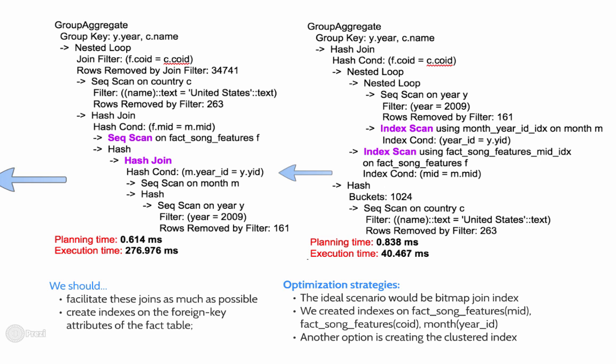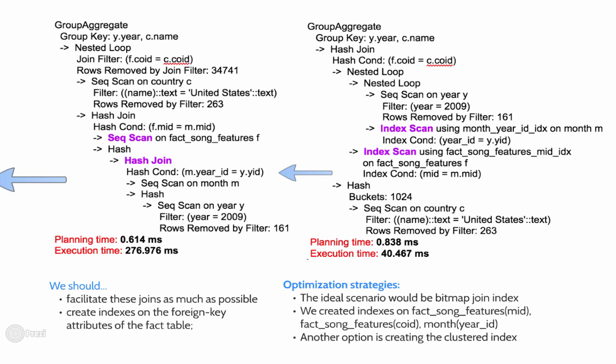We created indexes on fact song features on month ID, on country ID and month year ID to facilitate joins. Other indexes that could be considered here are on country name, a hash index as range queries are not expected here. On year, a B-tree, as range queries are expected. But we believe this wouldn't influence performance drastically, since the country table has only 264 values and the year table has 162 values. So here is the result, and the execution time is 40 milliseconds.